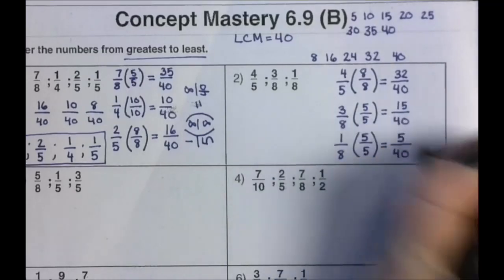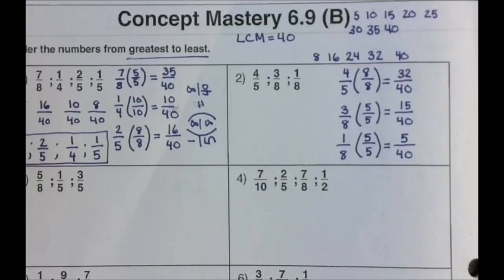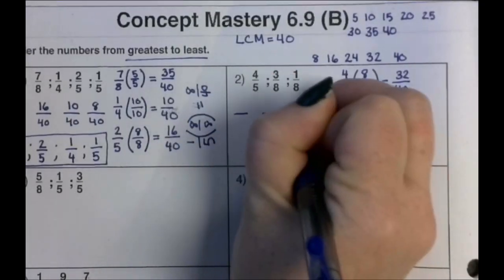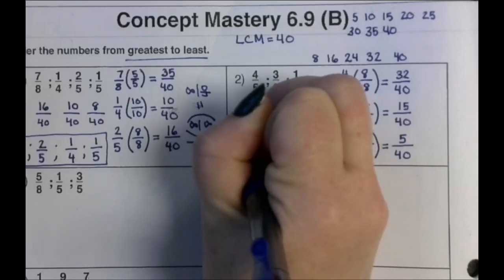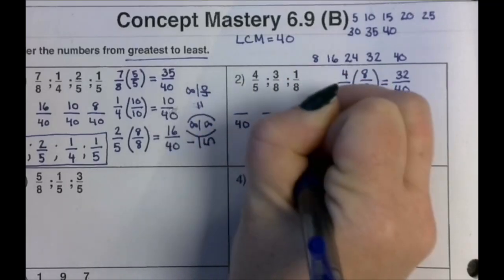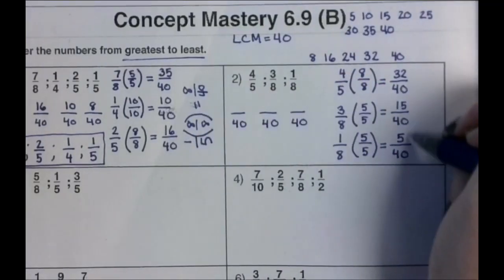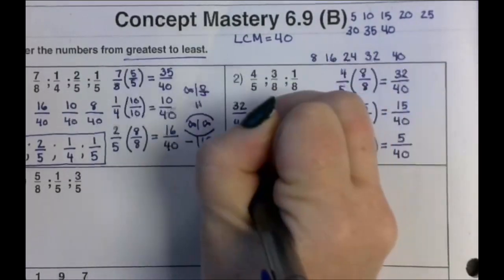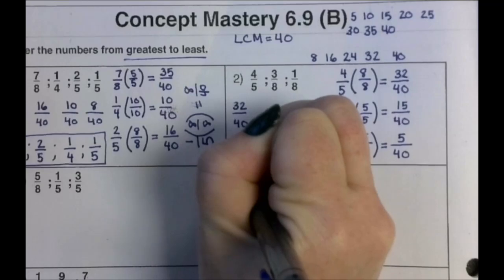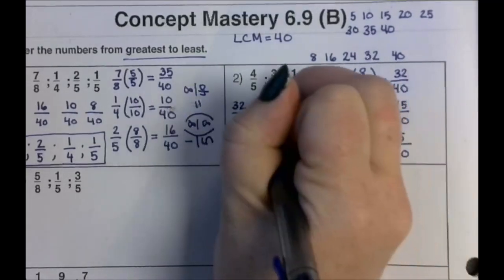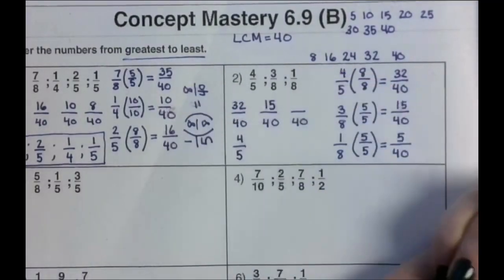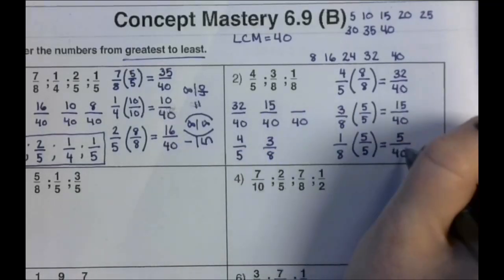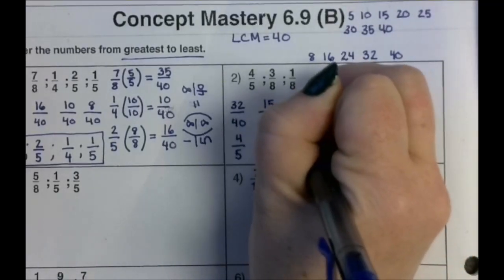So once again, looking for greatest to least. So I'm going to start with 3 lines that all have 40 as the denominator. My biggest numerator is 32. That's 4/5. My next is 15/40, which is 3/8. And my last is 5/40, which is the same as 1/8.